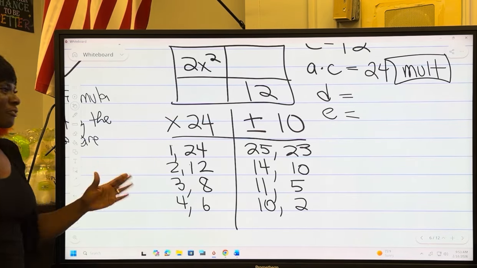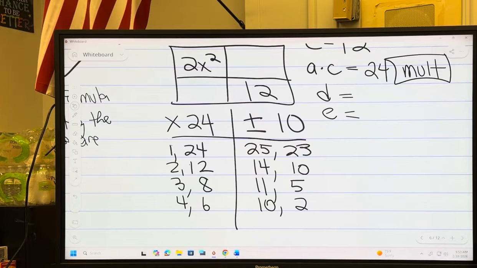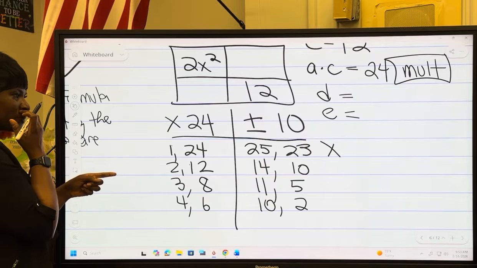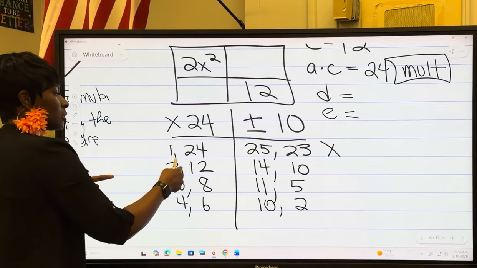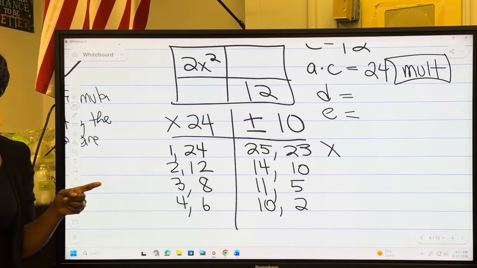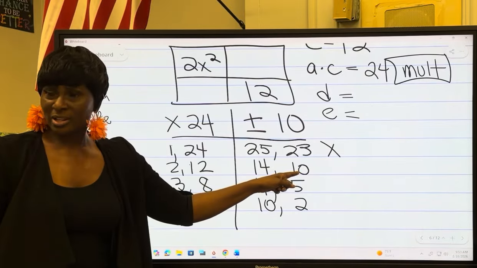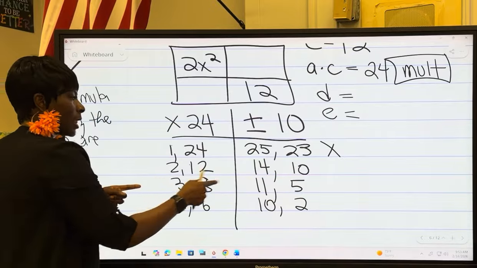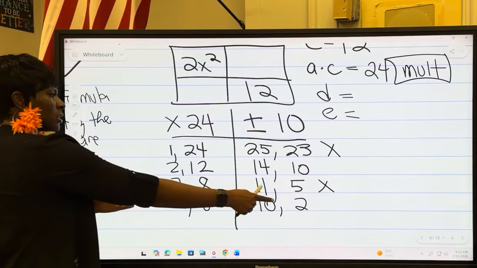Which of these can I eliminate? Number 1, gone. What else? 2. 3. Can I eliminate this one? No. Why not? Because subtracting it gives me a 10. Don't I want a 10? Yes. So I'm not going to eliminate that one. What about this one? Yes, I can eliminate that one. What about this one? No.